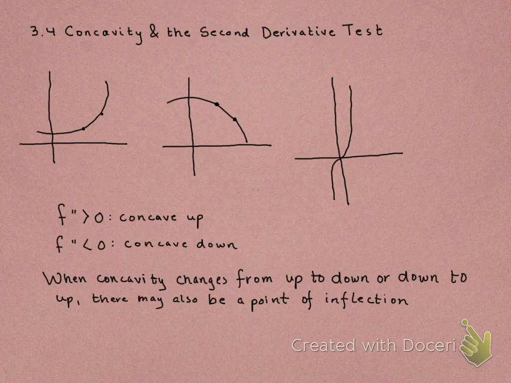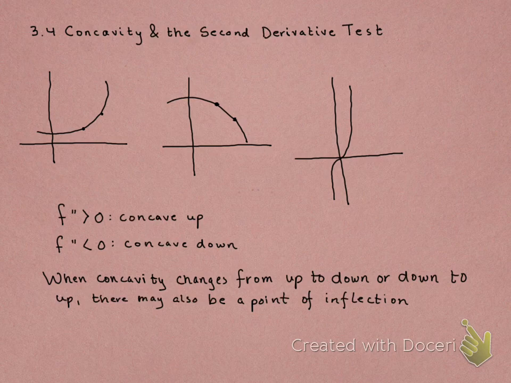Hi guys, this is section 3.4. We are continuing on with all of the characteristics that we're finding using the first derivatives and the second derivatives. The end goal being that we are going to be able to draw these really crazy functions without using a calculator, but simply by identifying their characteristics and analyzing the effects that derivatives have on the graphs of f of x. So we are on concavity and the second derivative test.